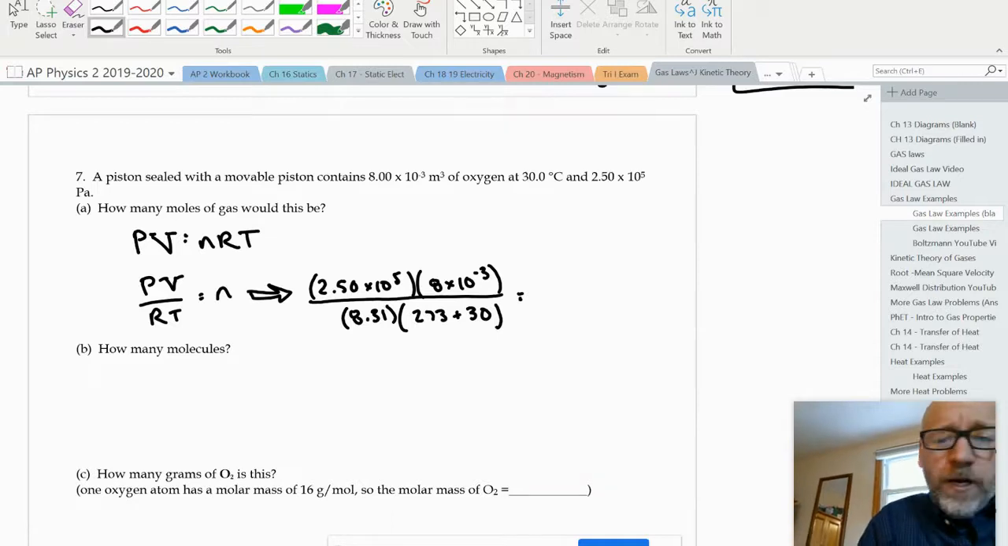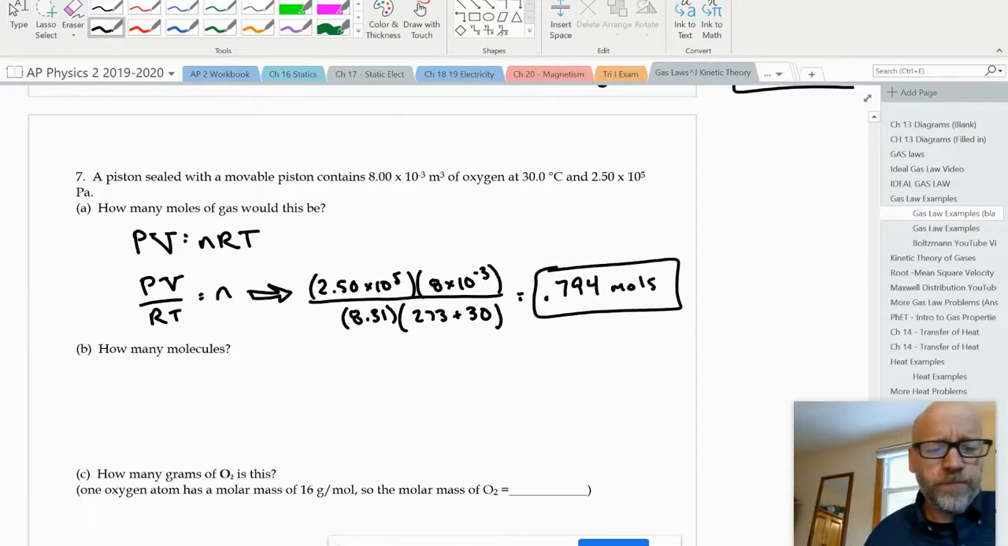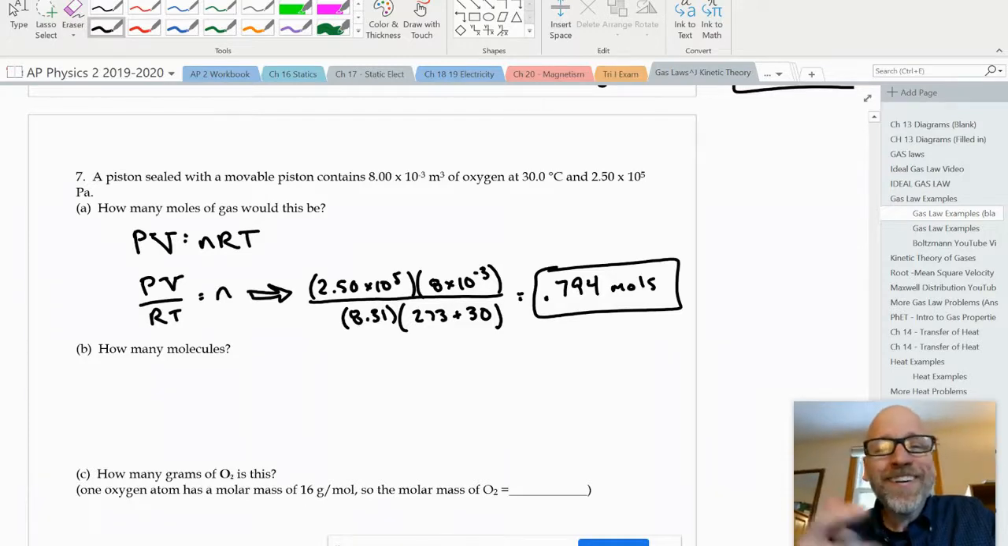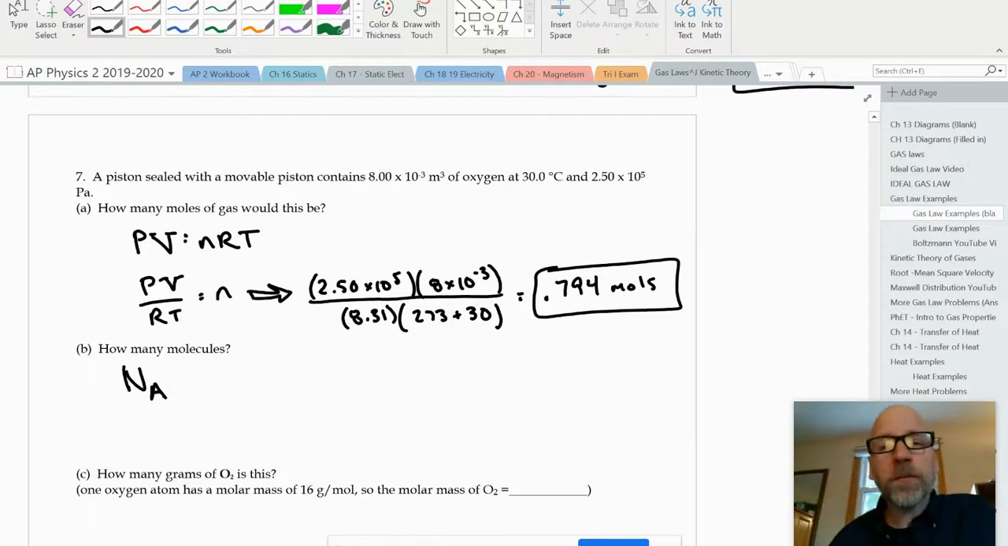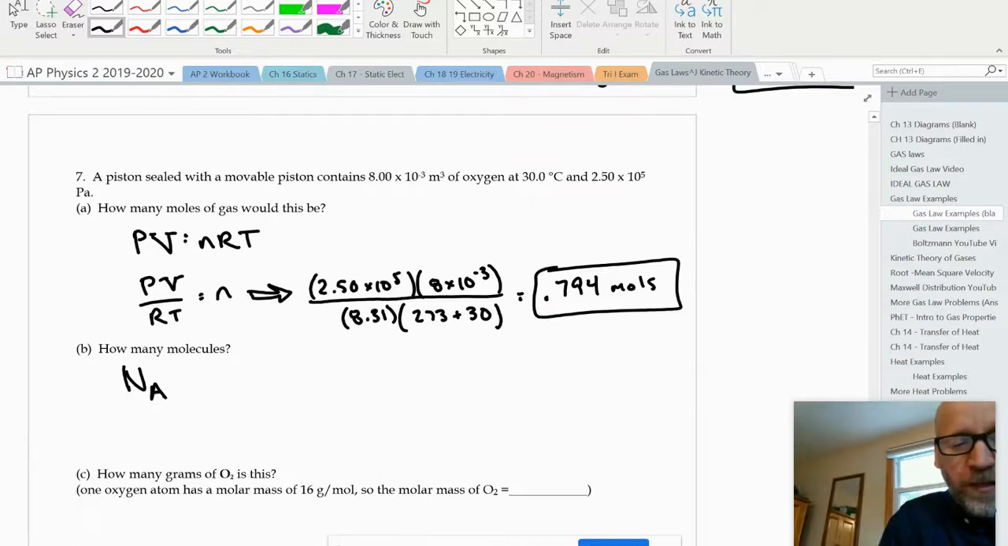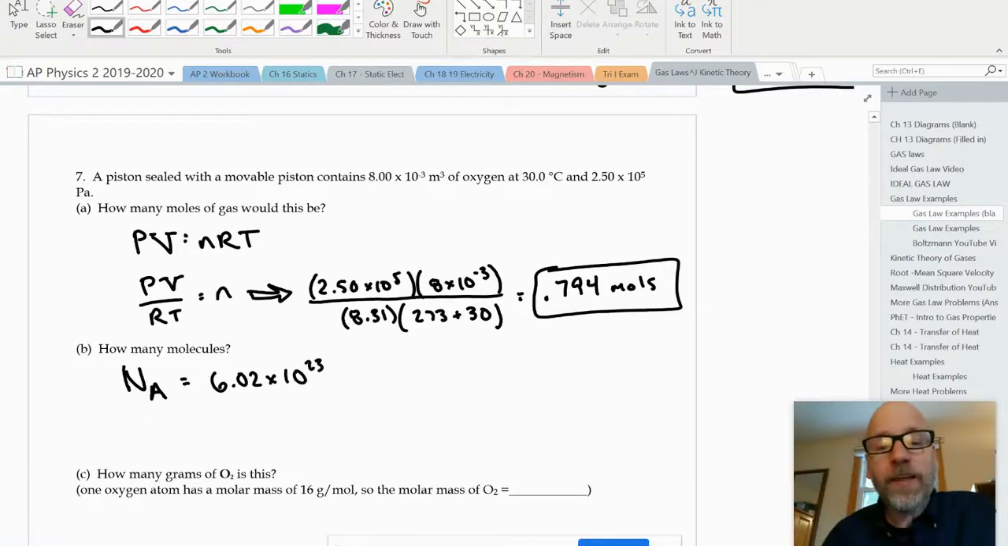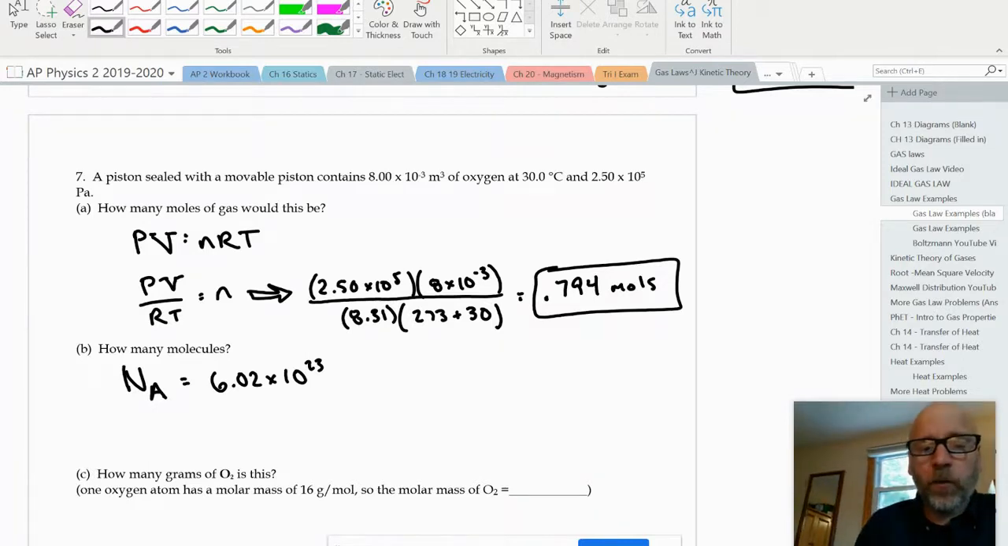I got 0.794 moles. Now, next says, how many molecules is this? Oh yeah, we're going back. Capital N, capital A subscript. You recognize it? That is Avogadro's number, which is 6.02 times 10 to the 23rd anything per mole. So 6.02 times 10 to the 23rd.